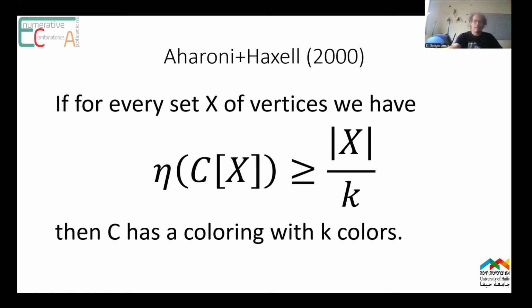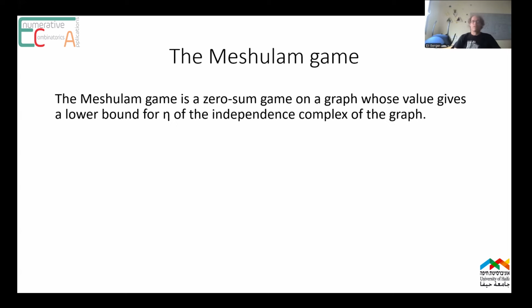So for coloring a simplicial complex, an abstract simplicial complex, what we need to do is find lower bounds for eta. And one way to obtain such lower bounds is the Meshulam game. So the Meshulam game, we have a zero-sum game on a graph whose value gives a lower bound on the eta of the independence complex of the graph.